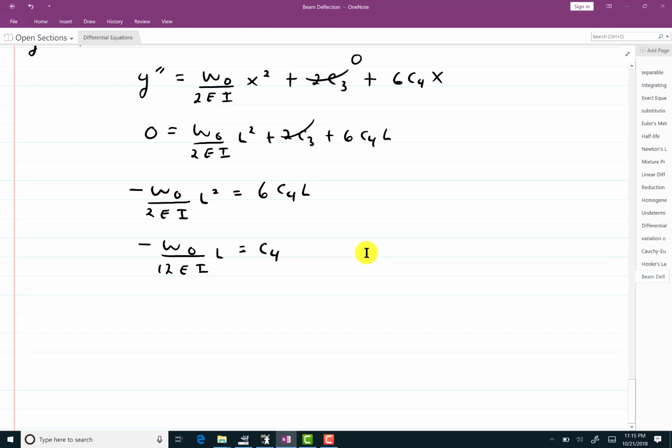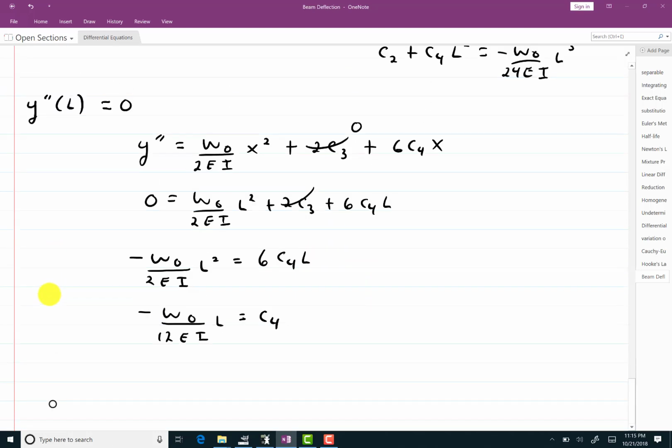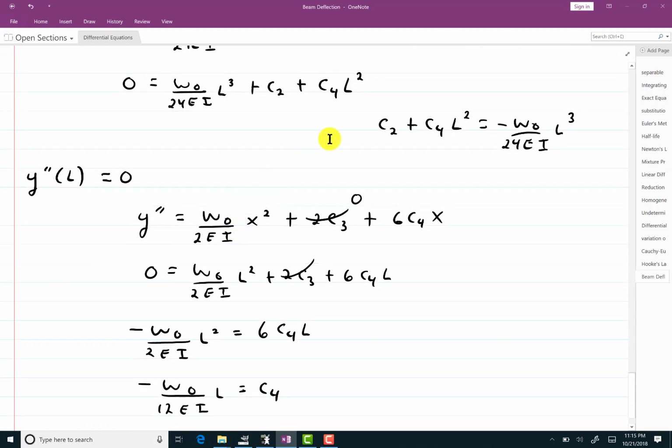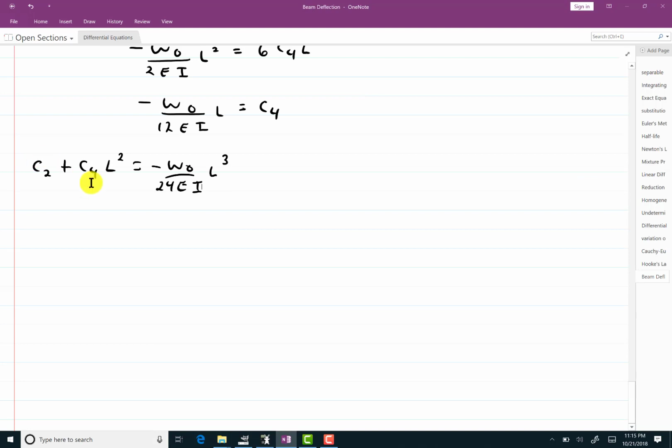I can go back up, find out what my equation was involving c2, and now solve for that as well. Here it is. I will grab it and copy. So let me replace c4 with this expression.